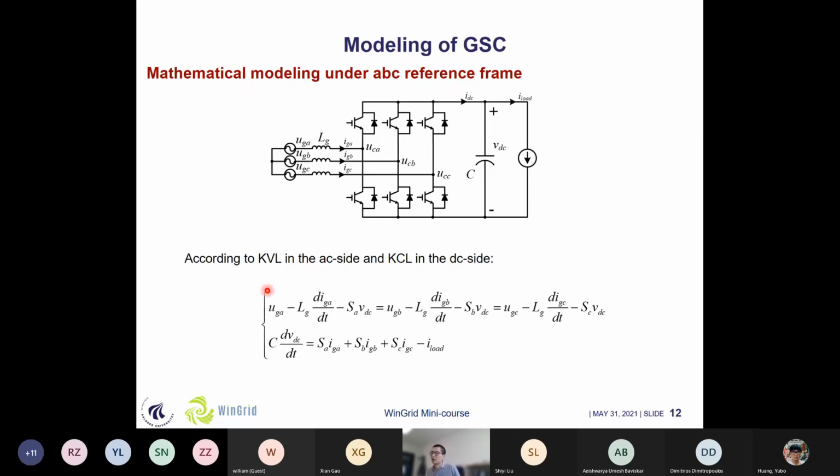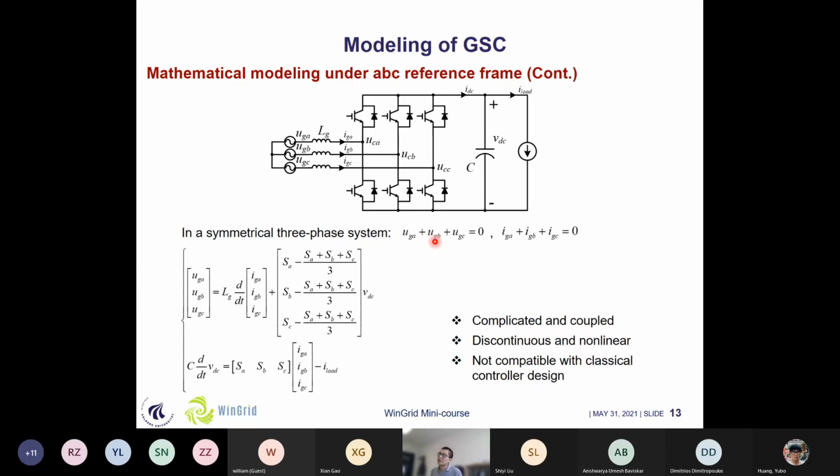So if we apply KVL on the AC side of this generator, we can find out the voltage in this loop and across this loop. So here we can simply write the voltage equations this way. Simultaneously, if we take a look at the DC side, we can use KCL. Here we can see that the DC link current will be the sum from these three AC sides. Then we combine this with the switching function and also the information of the load current, and then we can deduce equations this way. So here is basically the mathematical modeling of this grid side converter under the ABC reference frame.